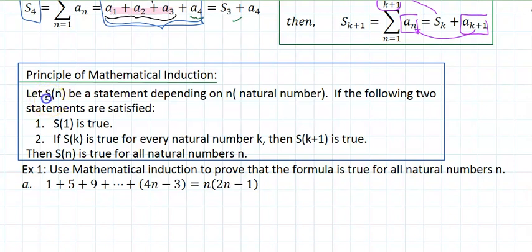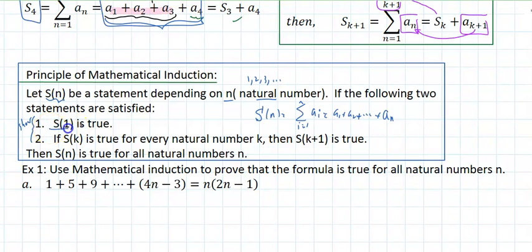It says let S sub n, we know what S sub n is. S sub n is the sum of the first n terms. Let S sub n be a statement depending on n, where n is natural numbers, like counting numbers. If you say count to 10, you start with 1. If the following two statements are satisfied, you have to show this. Those two you must show.